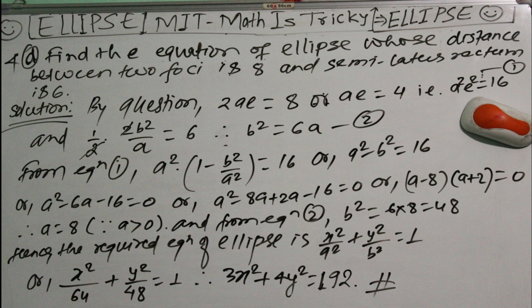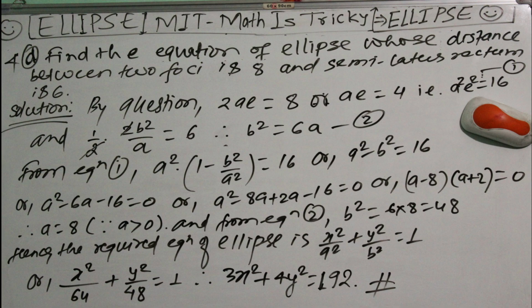And hence the required equation of ellipse is x square by a square plus y square by b square equals 1, that is x square by 64 plus y square by 48 equals 1. Hence the required equation is, on simplification, 3x square plus 4y square equals 192, or you can leave it as it is in the second last term also.